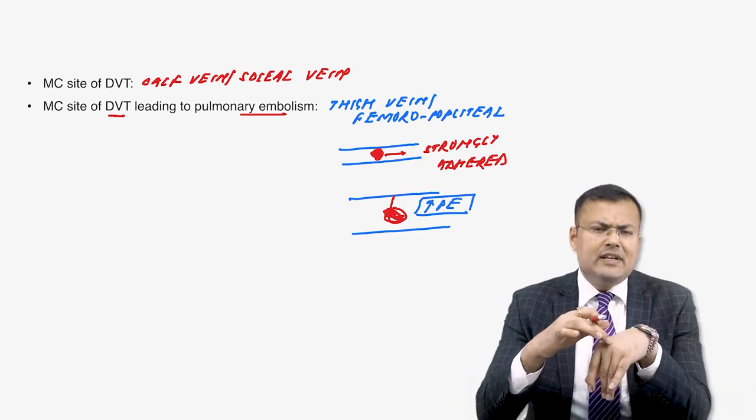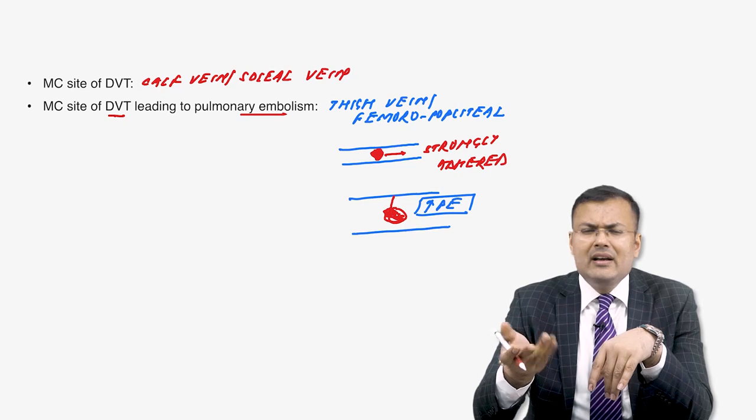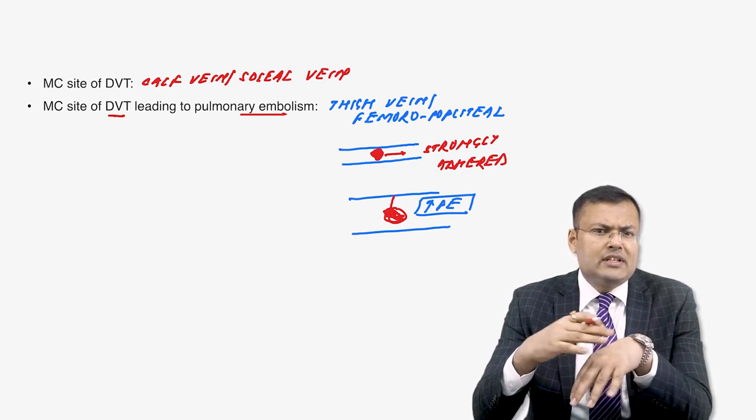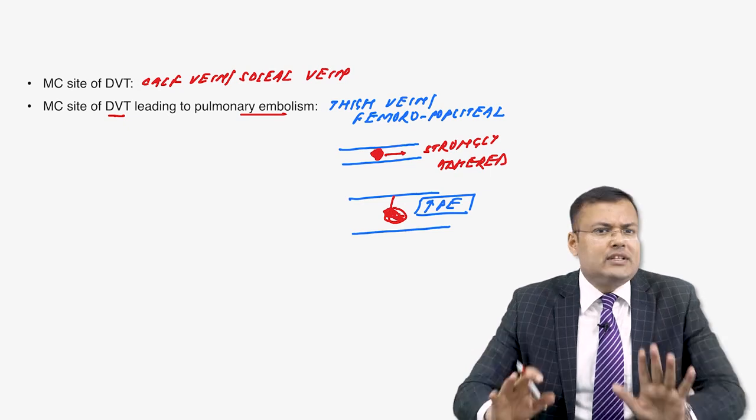Right? You know that if there is superficial thrombophlebitis, hardly there is any embolism. Why? Because the thrombus is strongly adhered to the wall. So this is one concept.